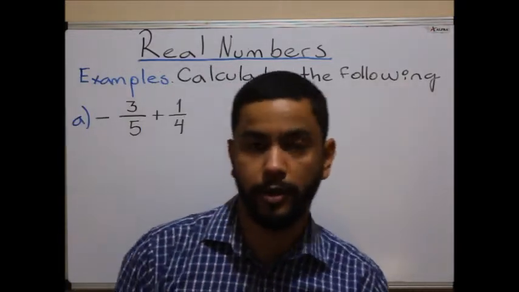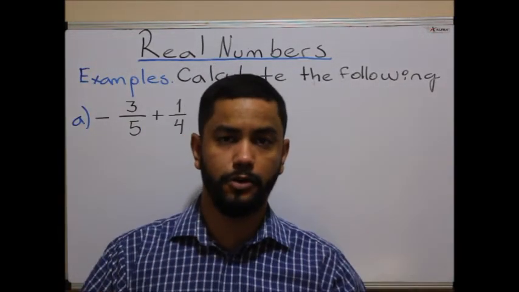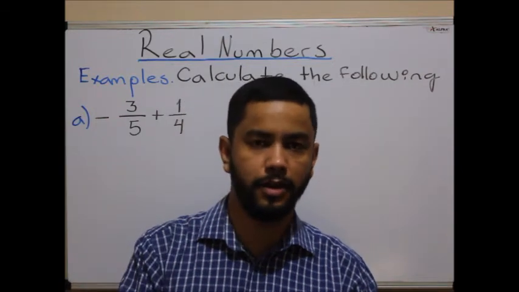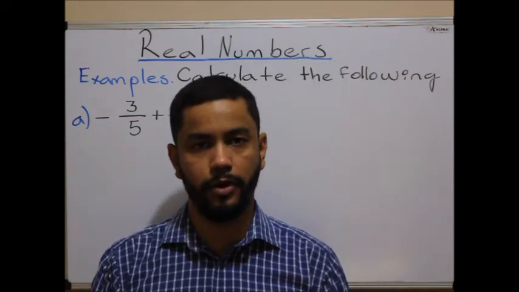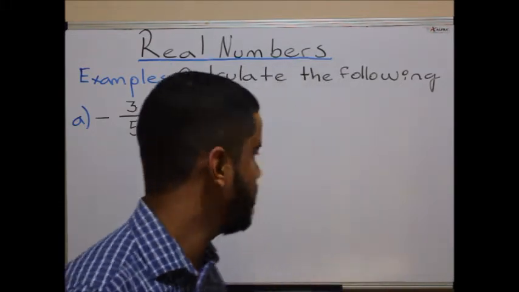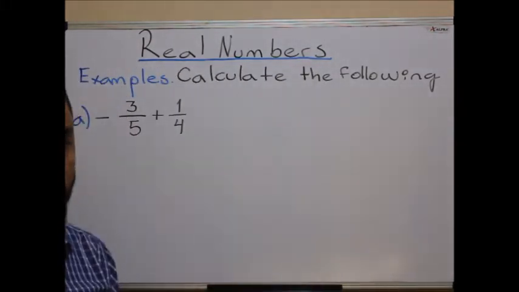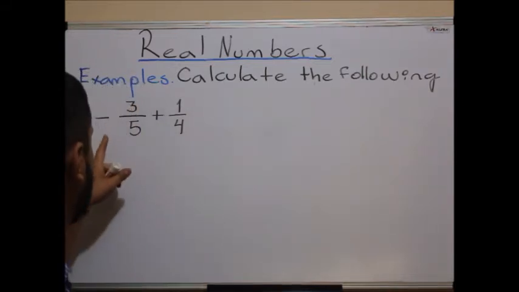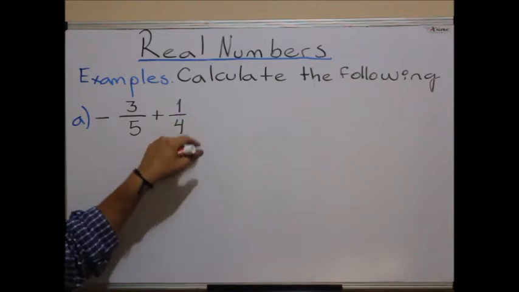Okay, now that we know that the real numbers hold the rational numbers and the irrational numbers, we're going to work now with the set of the real numbers. So that's why you're having here operations with negative and positive fractions. So here we're having negative 3 over 5 plus 1 over 4.